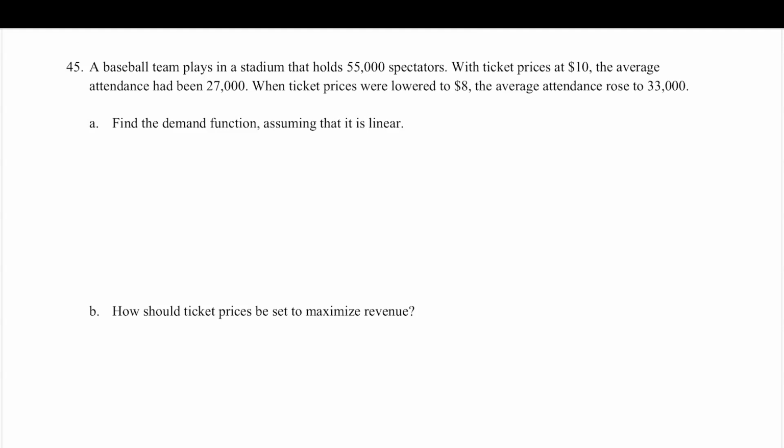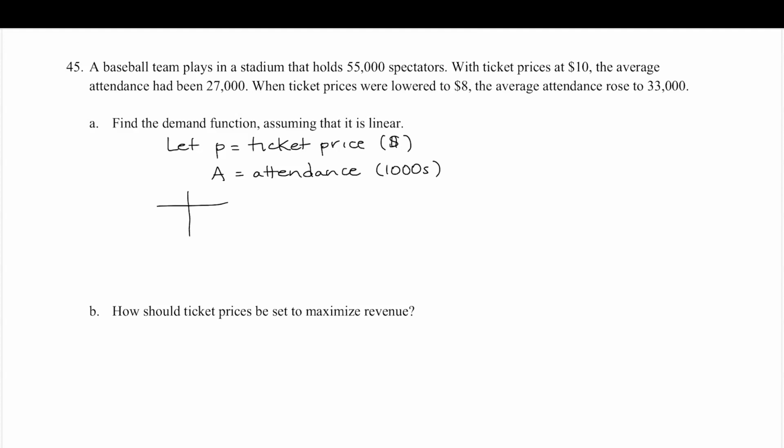So demand, we can do either price as a function of attendance or attendance as a function of price. But looking ahead to part B, how should ticket prices be set? I think it makes sense to let P be my input variable, and that can be ticket price in dollars. And then I can let A be attendance. And just to make things a little simpler, I'm going to make attendance in thousands.